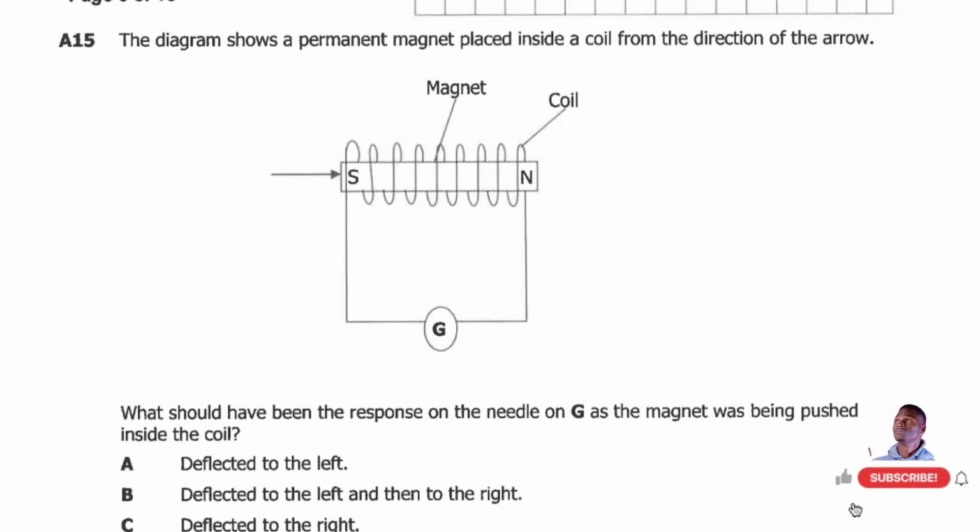One of my favorite topics in physics. The diagram shows a permanent magnet placed inside a coil from the direction of the arrow. Okay, it was placed this side. Now, there are some things that you need to know here. But first, let's read the question.